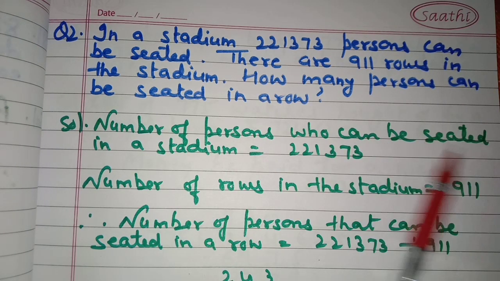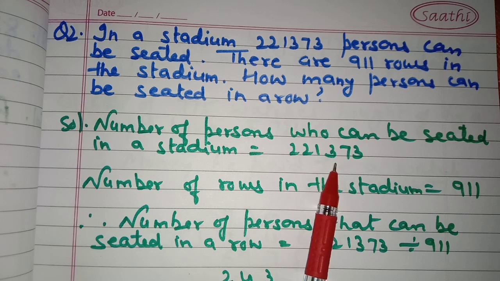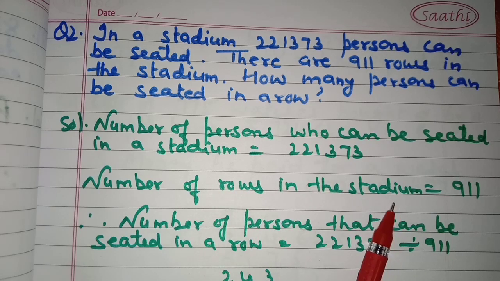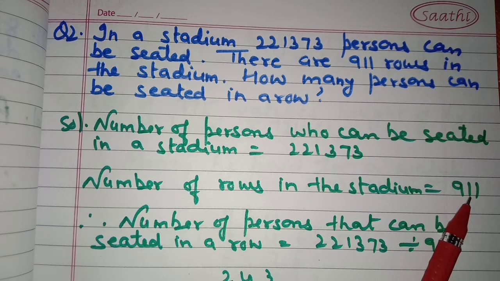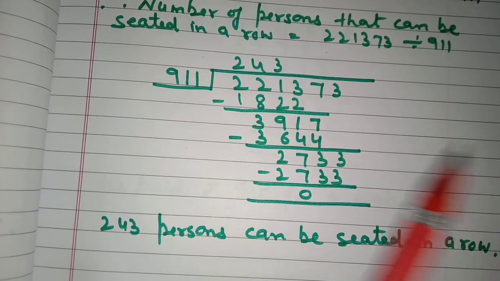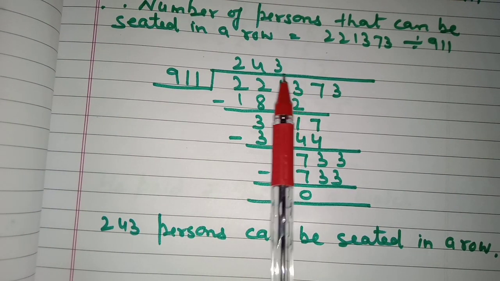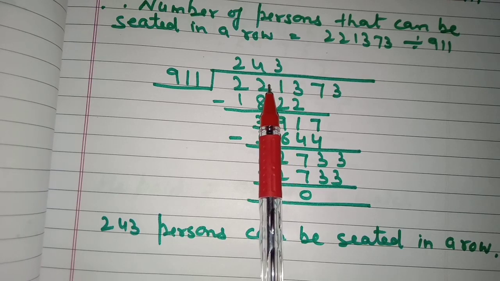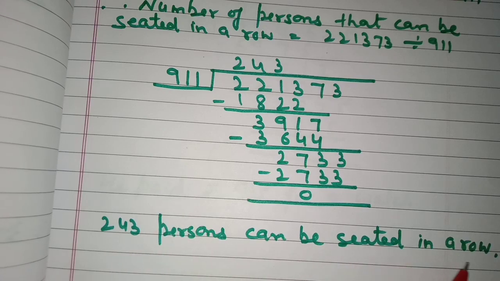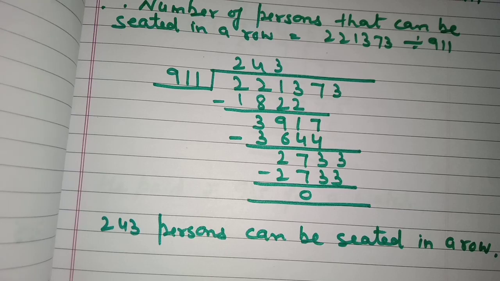So number of persons who can be seated in a stadium, 2,21,373. Then number of rows in the stadium. So how many rows are there? 911. Therefore, number of persons that can be seated in a row, for that we need to divide 2,21,373 by 911. Now, after division, what we will get? 243 as the answer, because the answer of division is quotient. So, what is the answer? 243. It means 243 persons can be seated in a row in that stadium.